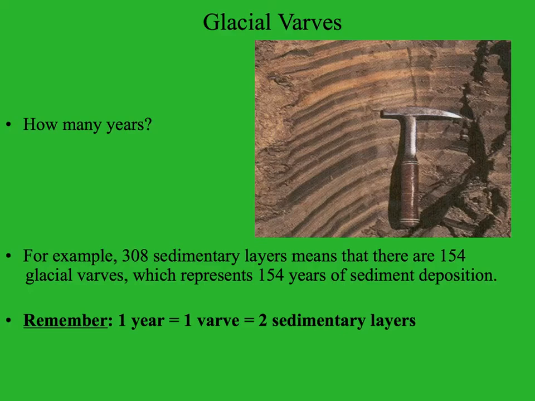Well, obviously in 1 year there's one varve, which is 2 layers. So you'd have to take your total number of layers, which is 308, and divide by 2. That would give you 154 varves, which means 154 years of sediment deposition. So don't forget that one varve is equal to 2 layers.